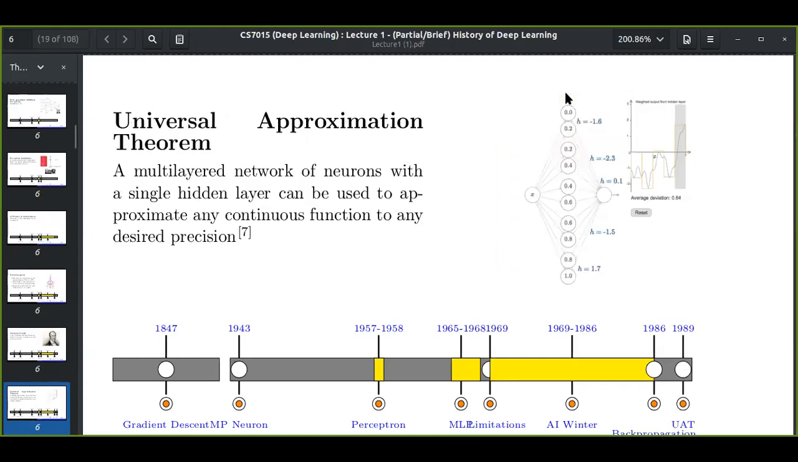And then we have the universal approximation theorem. It says that a multi-layered network of neurons with a single hidden layer can be used to approximate any continuous function to any desired precision. So when we have a multi-layered network of neurons with a single hidden layer, any mathematical function can be approximated using that.